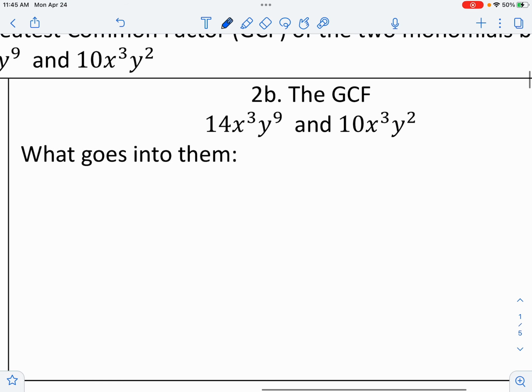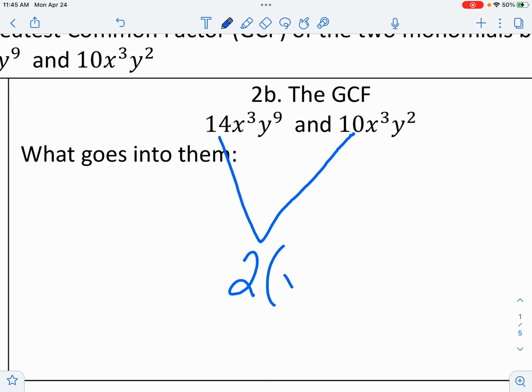GCFs, you're good at these. It's not what do they go into, it's what goes into them. So between 10 and 14, 2 is the greatest common factor between them. For x, they're the same, so x to the third goes into both of them. And then for y's, this was the one where we pick the smaller exponent, because y squared goes into y squared and y to the 9th. You don't pick the biggest exponent on these ones, the greatest common factor.